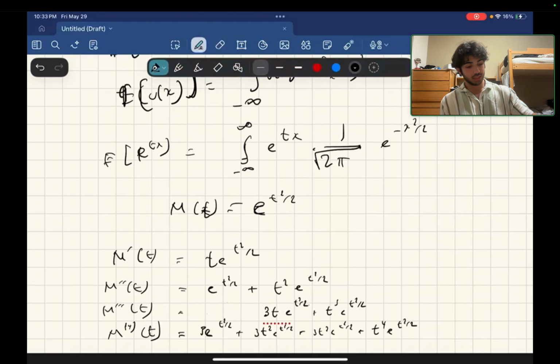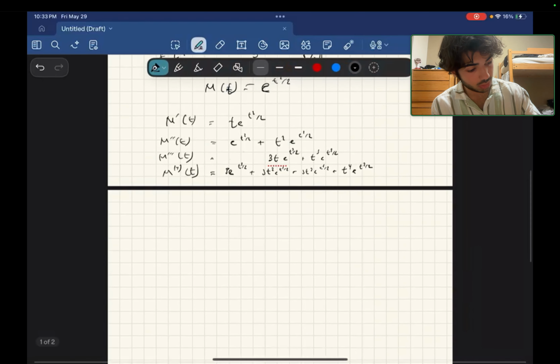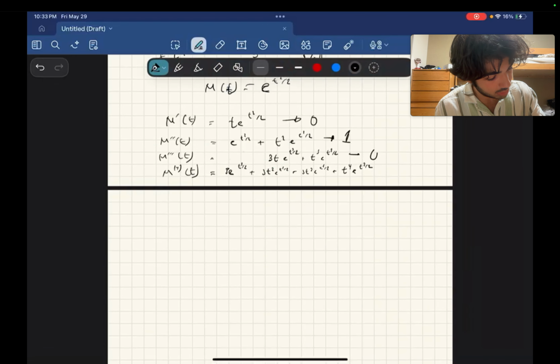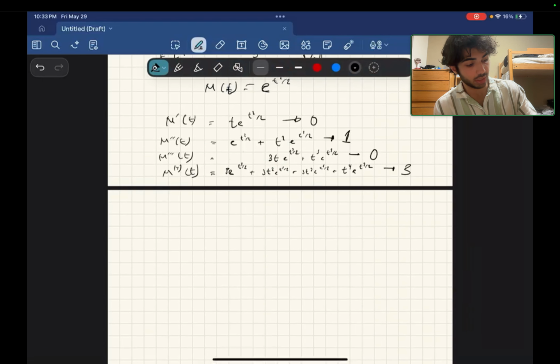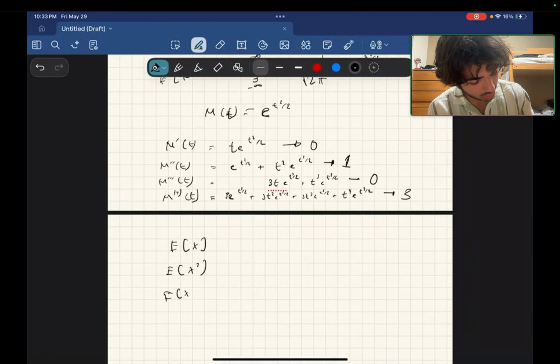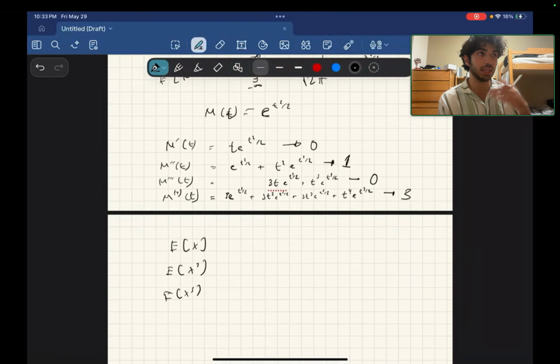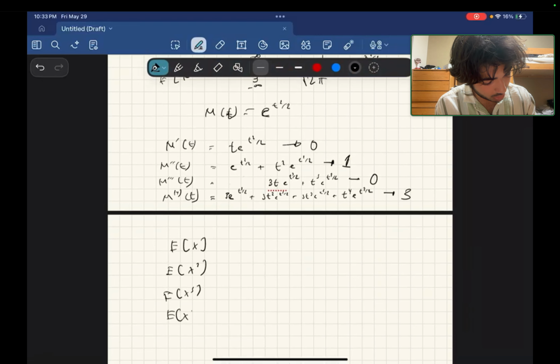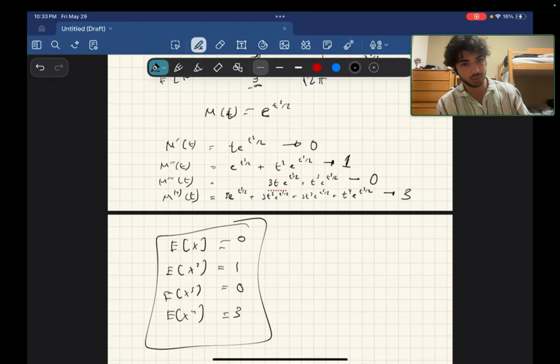Now for all of these, we plug in 0. We're going to get 0 here, we're going to get 1 here, we're going to get 0 here, and we're going to get 3 here. So the four moments, the answers for E of X, E of X squared, E of X cubed, and E of X to the power of 4, are 0, 1, 0, 3. And those are our answers.